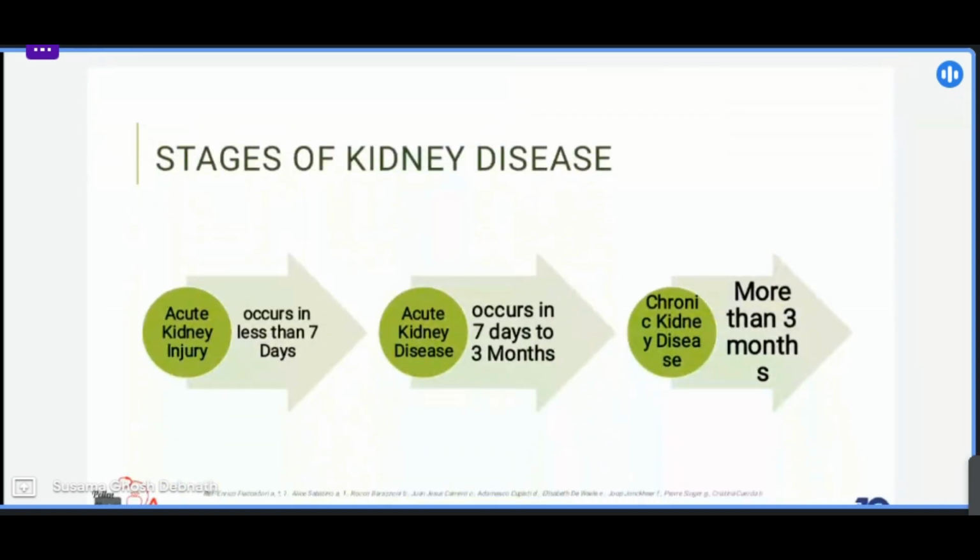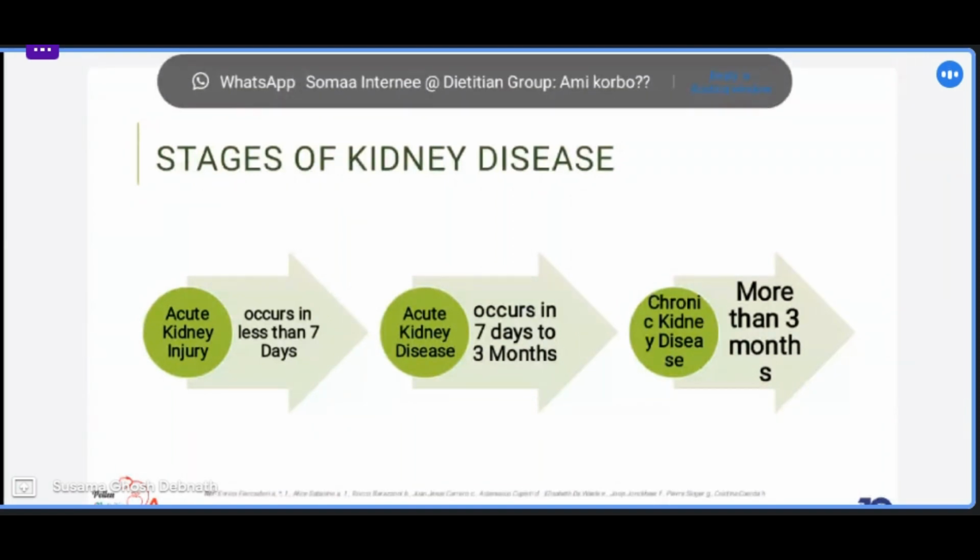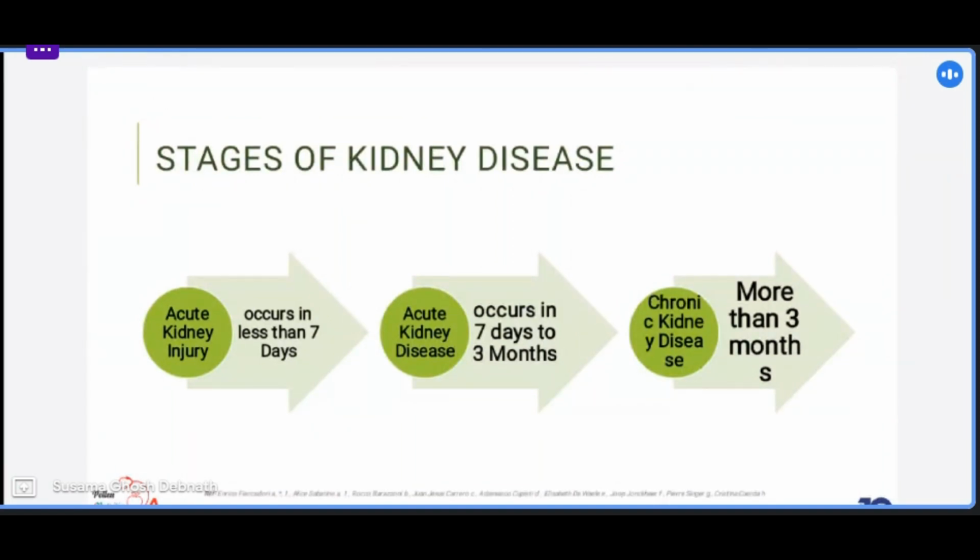So first, let us briefly see what kidney disease is. What are the stages of kidney disease? Acute kidney injury occurs in less than 7 days, it's an acute condition. Acute kidney disease occurs in 7 days to 3 months. But chronic kidney disease doesn't happen abruptly. It takes more than 3 months. It develops very slowly. So chronic kidney disease is the focus of today's session, the nutrition goals on that.